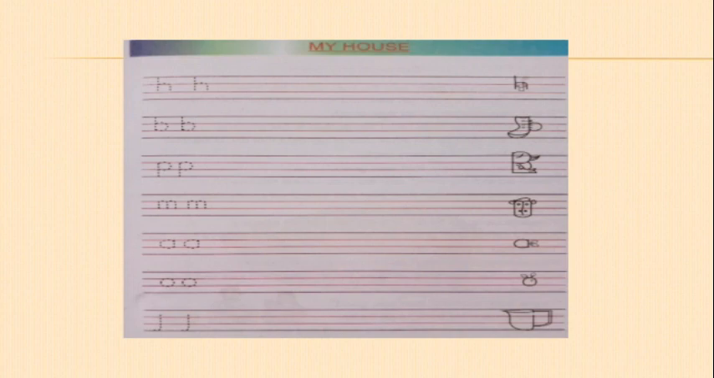On page number 13, you have to trace and write the alphabets and read aloud. You can see the pictures drawn with the help of letters. For example, from the letter H, they have drawn the picture of a hat. From the letter M, they have drawn the picture of a monkey. Still more examples you can see on this page. B, boots. P, peacock. A, apple. O, orange. J, jug.